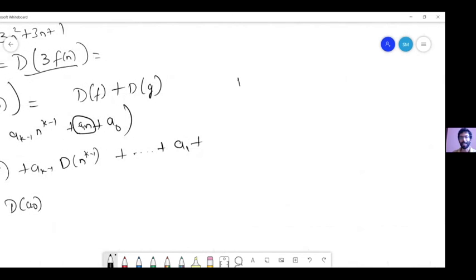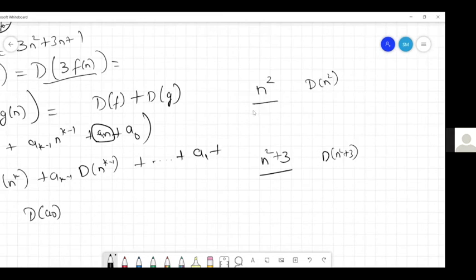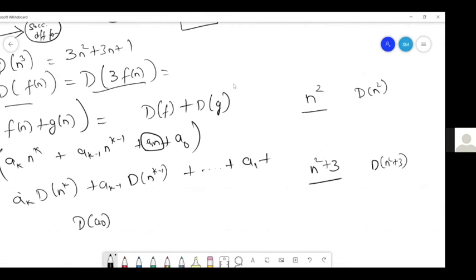We will compare the table of n square and n square plus 3. Okay, Nagesh, you can take n square and n square plus 3 and find the next stage and try to compare what is happening here. Okay, n square and n square plus 3.